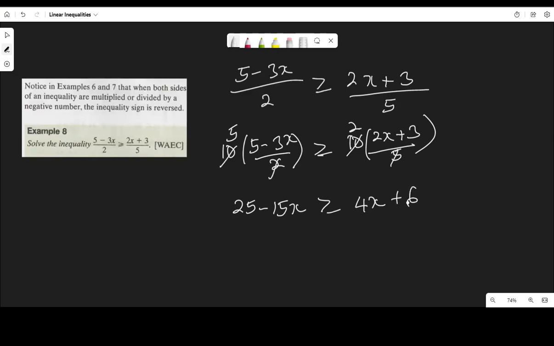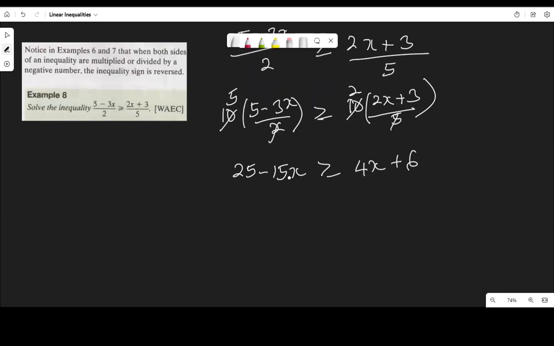Collecting like terms, this -15x and 4x are alike, so we bring them together. That will be -15x. This is plus 4x. When it crosses the sign of inequality, it becomes -4x, greater or equal to 6, and this 25 also will cross over to the 6. This is plus 25. When it crosses this sign, it becomes -25. Now -15x minus 4x is -19x, greater or equal to 6 minus 25 is -19.